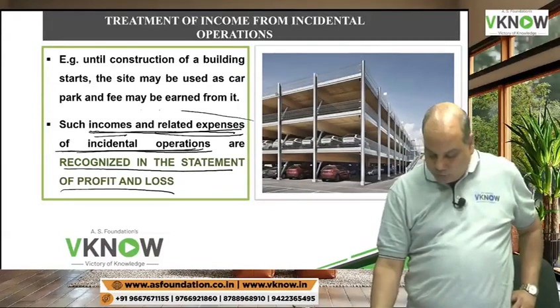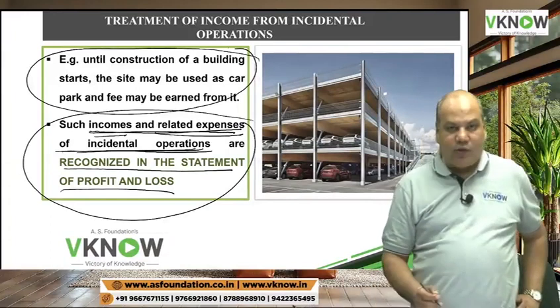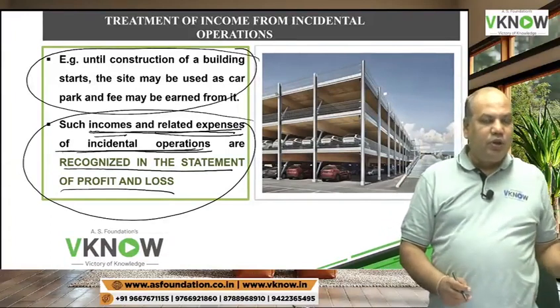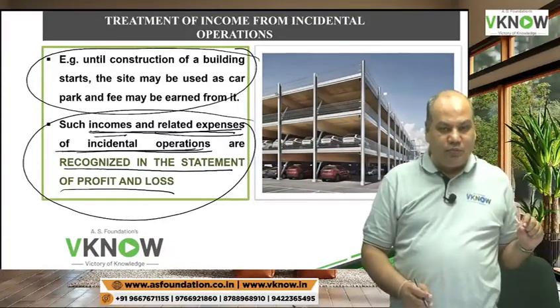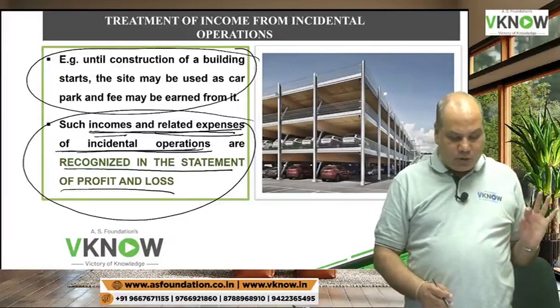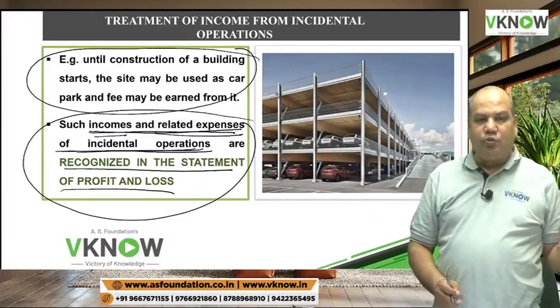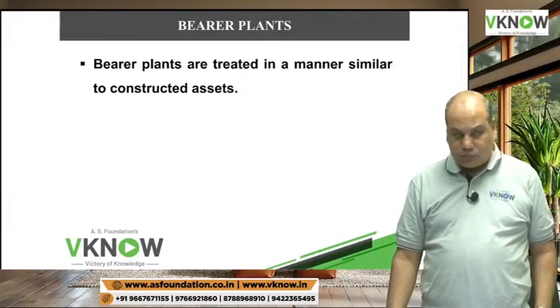So, income earned when the construction of the building is happening, when some area may be let out for parking, these are incidental operations, may not be the main operation but incidental. So, net income or net expense will be charged to or credited to the P&L account. This is not directly attributable.